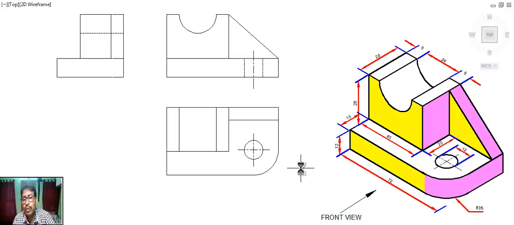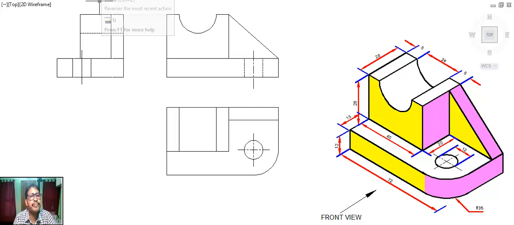but there is a hole in the side view. This distance is 16, the center of the distance, center is 16. So we draw a parallel line at 16, okay. The diameter of the hole is 12, radius is 6. So we draw two parallel lines at 6 millimeter distance. This is 6, this is 6, okay. This is the center line, okay.